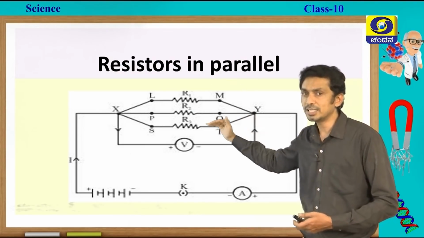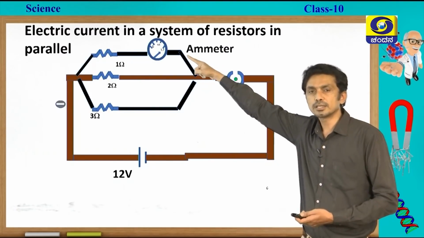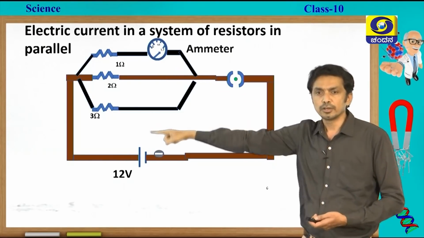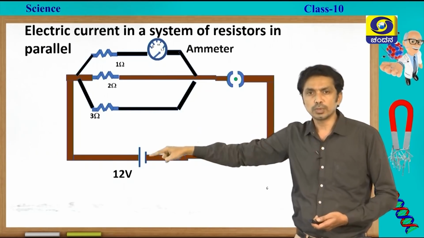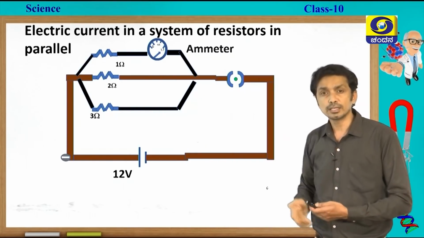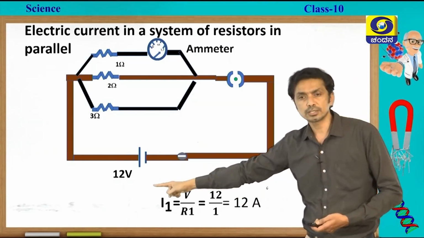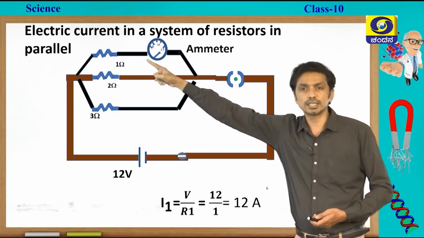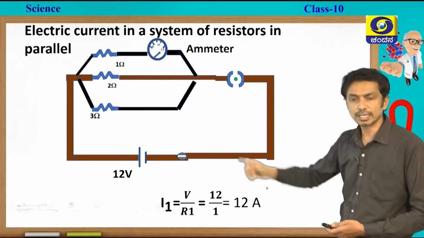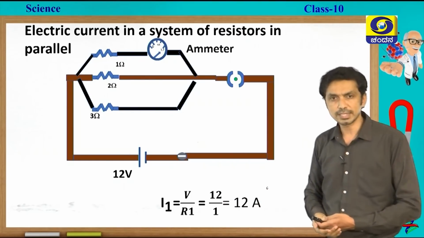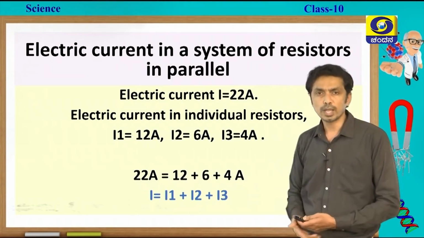Here it is different in each resistor, right? Here you can see it is 12 ampere. That means V is 12 volt and the resistance is 1 ohm. 12 by 1 is 12. So we are getting 12 amperes of electric current. You can see the potential difference is 12 volt and the resistance where we are measuring the electrical current is 1 ohm. So 12 by 1 is equal to 12 ampere is the electric current flowing through this 1 ohm resistor. So if you add these three values, it will be equal to 22 amperes.